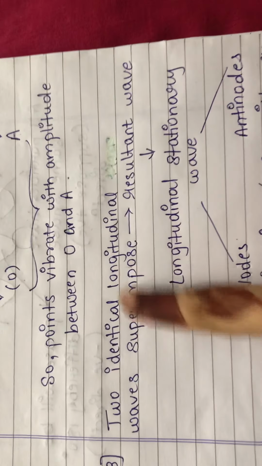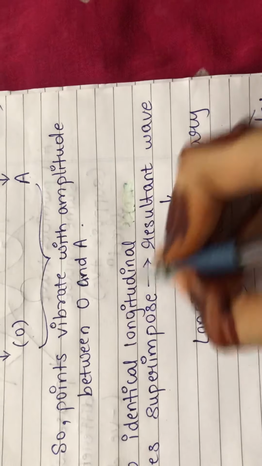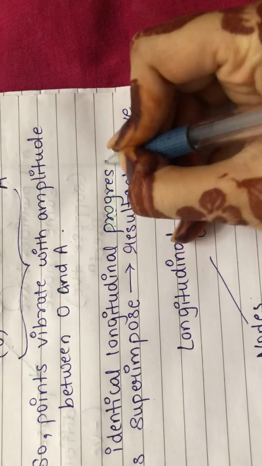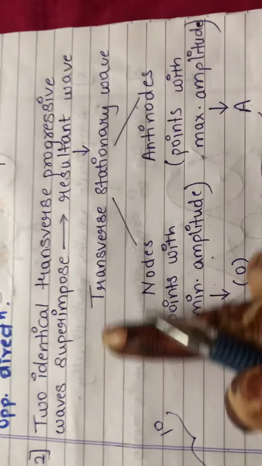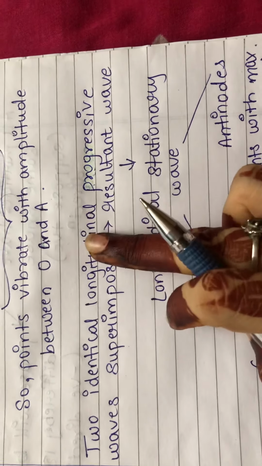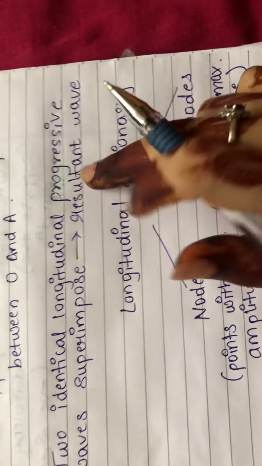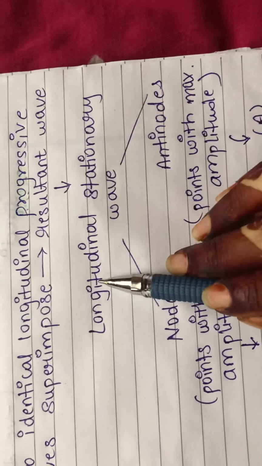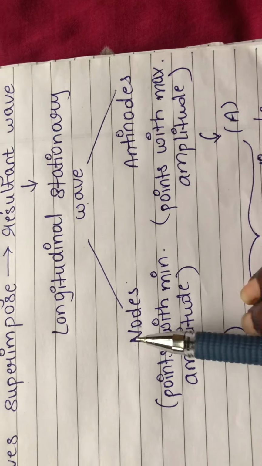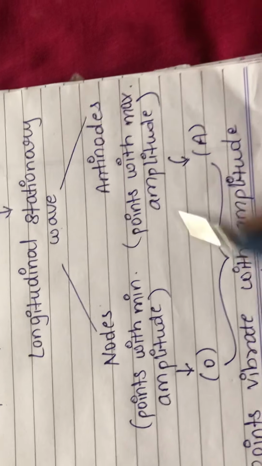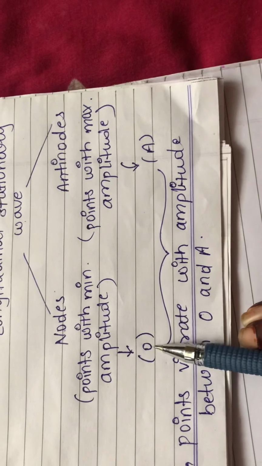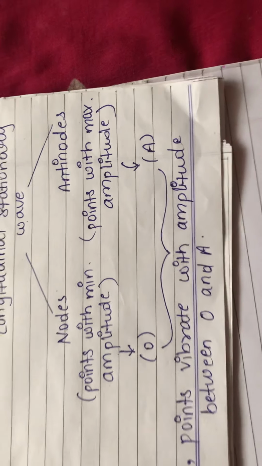Now, if we have two identical longitudinal progressive waves. Here the two identical waves were transverse. Now here the two identical progressive waves are longitudinal and they superimpose. Then what will we obtain? The resultant wave will be a longitudinal stationary wave. Again they will have nodes and antinodes. Nodes are the points with minimum amplitude, that is 0, and antinodes are the points with maximum amplitude, that is A. So of course the points will vibrate with an amplitude between 0 to A.